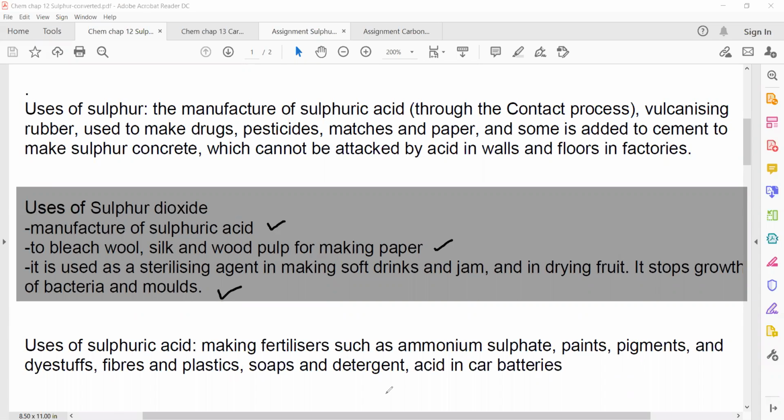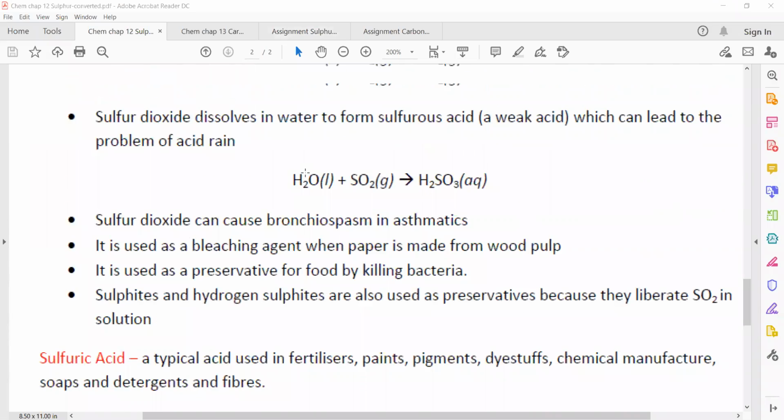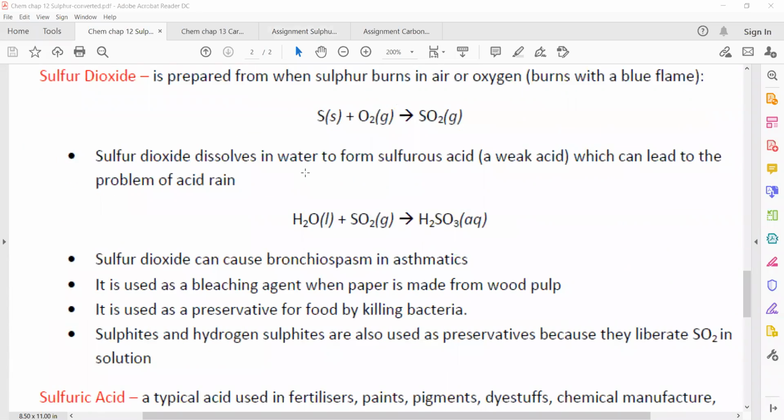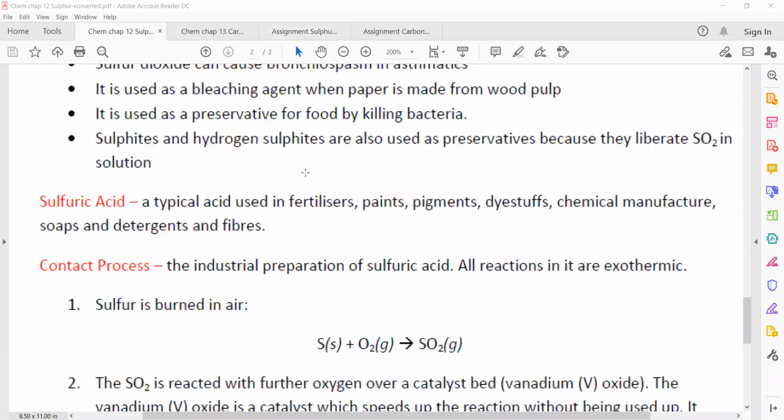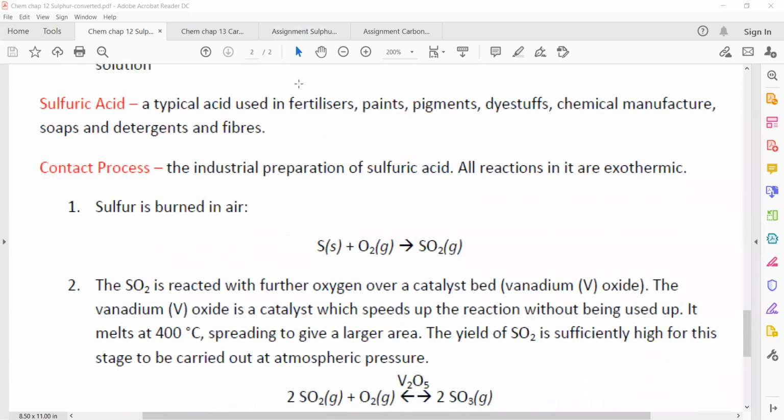You have finished writing this one? The uses of sulfur dioxide. Then the important part of this chapter is the manufacture of sulfuric acid by the contact process.